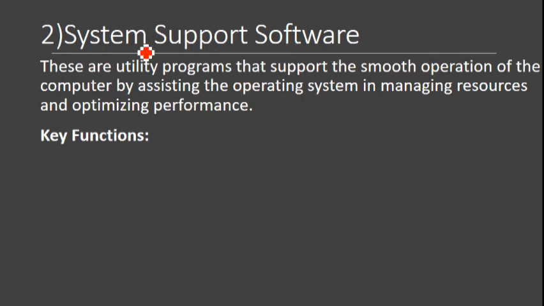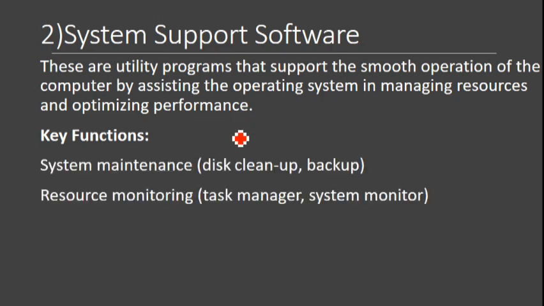The second category of system software is the system support software. System support software supports smooth operation of the computer by assisting the operating system in managing the resources and optimizing the performance. It is used only for system support purposes.